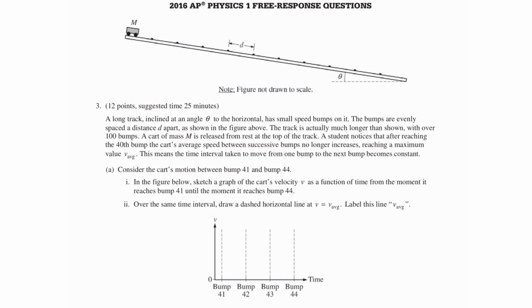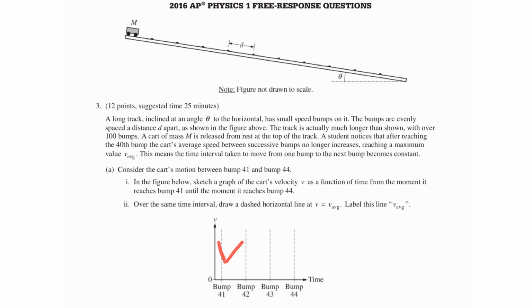So I'm going to start drawing the graph right around bump 41, and I know that at the bump the velocity needs to decrease, something like this. As I go across the bump, the velocity decreases, and then from the point after I've gone over that bump until I get to the next bump, the velocity of the cart needs to linearly increase. The velocity is changing, but at a constant rate due to the fact that the net force on the cart is constant in between the bumps.